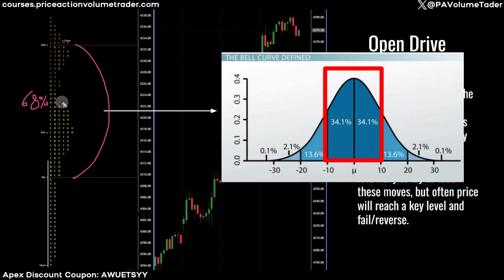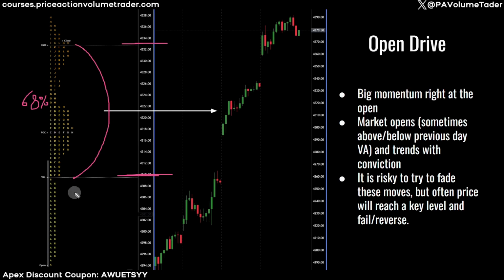If we're looking at market profile, this is the area where the market spent 68% of the time trading within this price range. If we're looking at volume profile, then the value area is 68% of the total traded volume for that session. So here we have this value area low, value area high, and the market will tend to generally open above or below the previous value area and is going to trend with conviction.